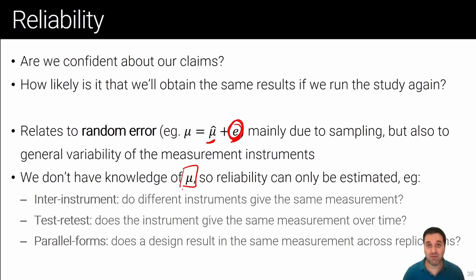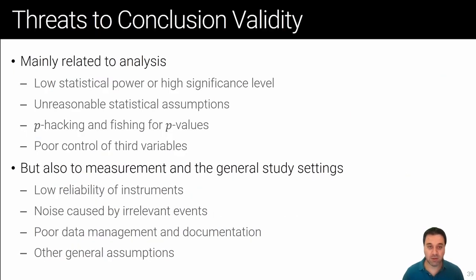And then we also have parallel forms of reliability. So it's more about the design. So if we have one sample from a population and we have a different sample from the same population, then we carry out our study, we get our results. Are they consistent across samples? So this is what reliability is about. And we're going to see by the end of the video how validity relates to reliability. But let's talk about possible threats to conclusion validity.